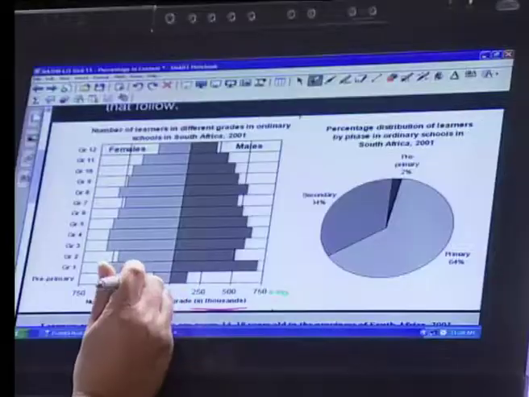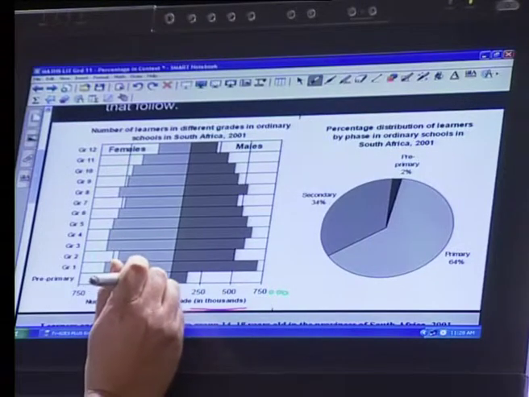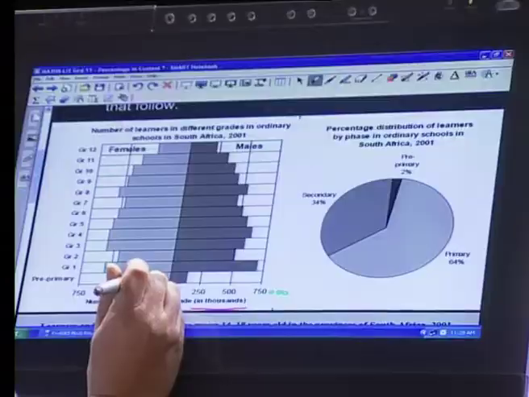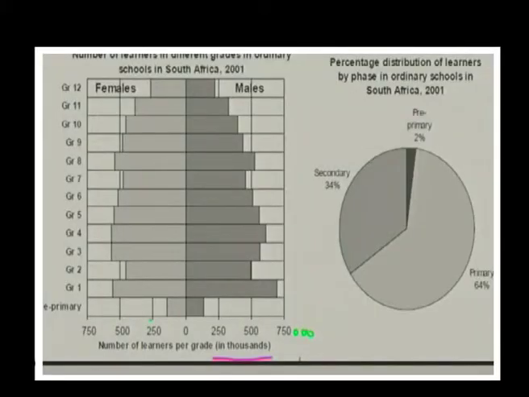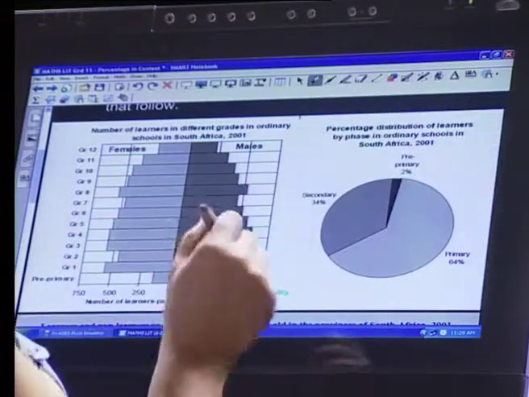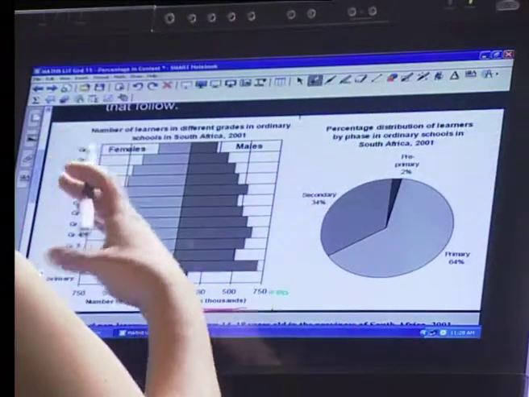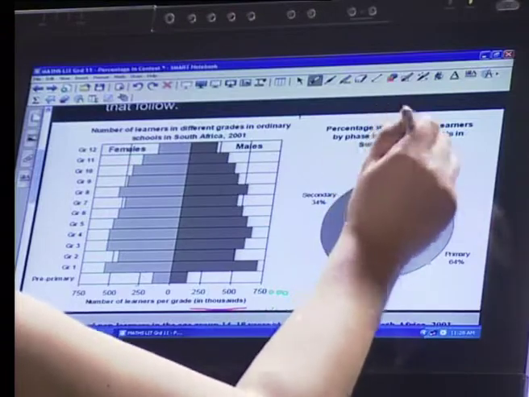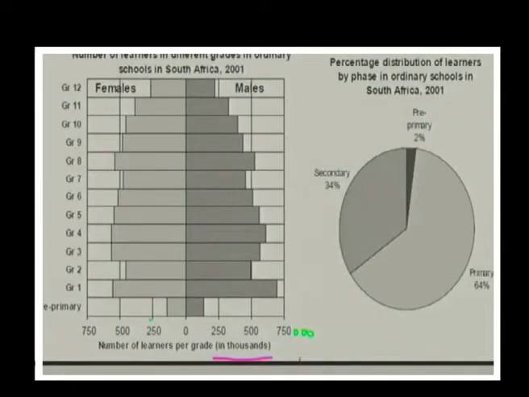So if I look at pre-primary and the females, 250 was there. So this is just a little bit more than half. So we're probably looking at 150,000 people. Then we've got a pie chart. This is the percentage distribution of learners by phase in ordinary school in South Africa. By phase meaning what part of school are they in. So we've got 2% in pre-primary, we've got 64% in primary and 34% in secondary, that's your high school.